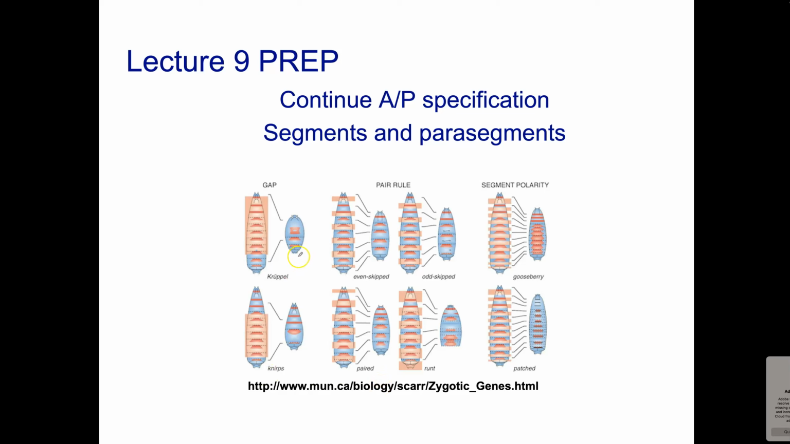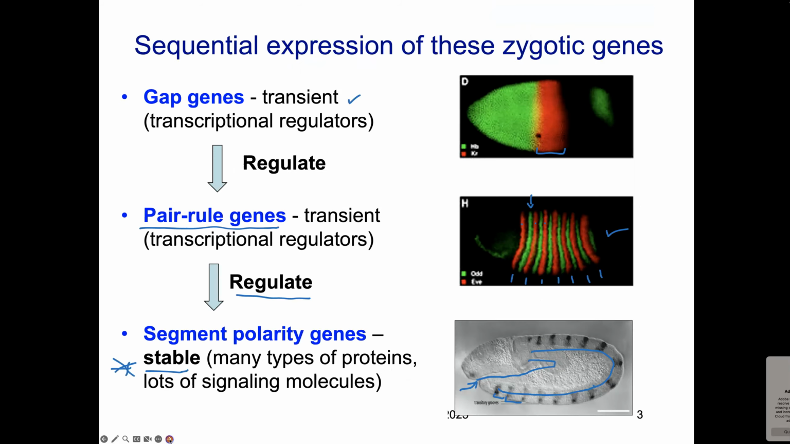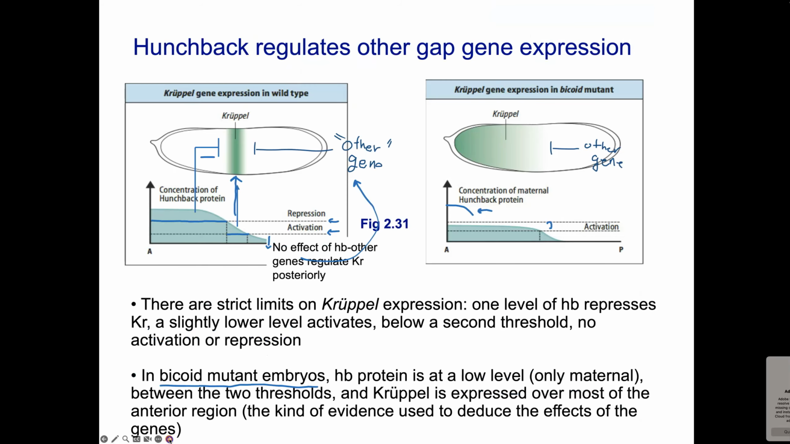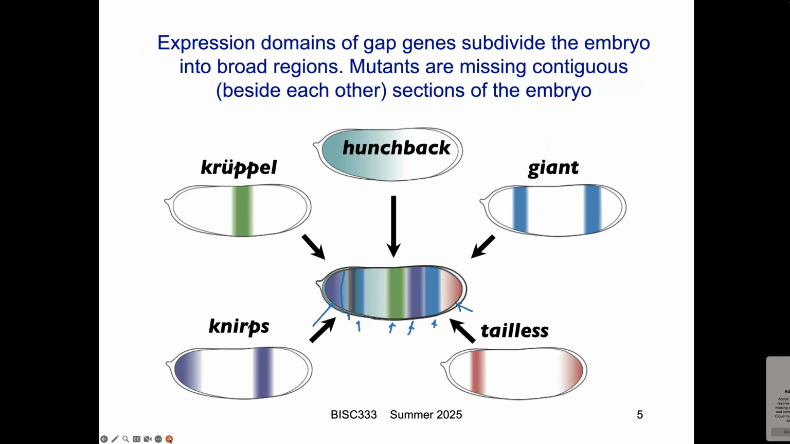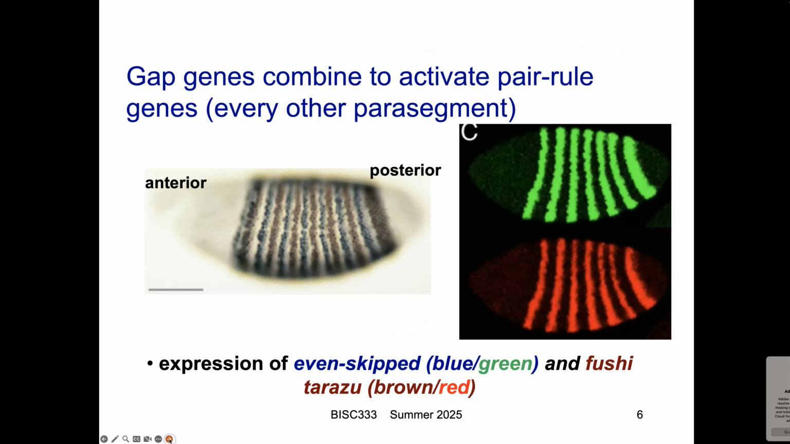So the phenotypes are what usually gives the name to the gene. So it's what the embryos look like when you have a mutation of the gene.